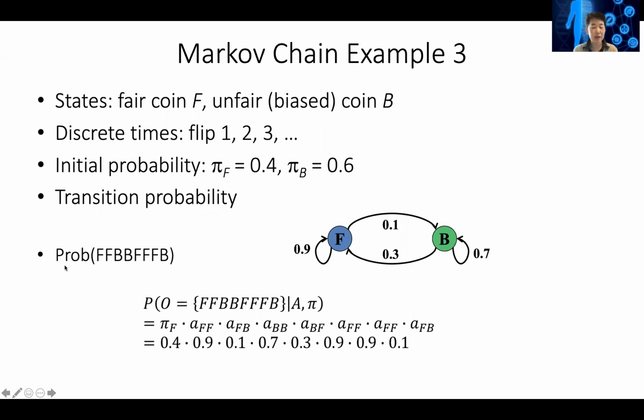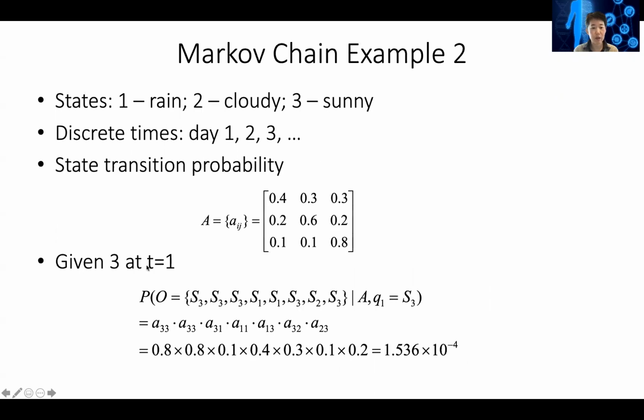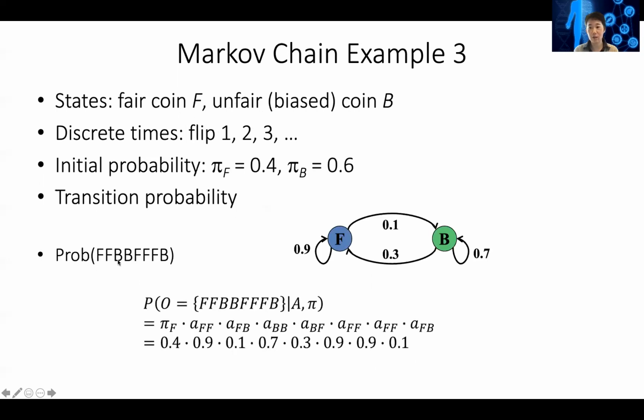And so now I can ask a similar question. What's the probability of fair, fair, bias, bias, fair, fair, fair, biased? The difference from the previous example is that we knew at time 1 the state is sunny, whereas in this case, we don't know the initial state. Therefore, we first start with the probability of seeing a fair coin in the first place, and we know that is 0.4. And then after that, it will be the transition probability from fair to fair, fair to bias, bias to bias, bias to fair, and so on. And you just multiply the probabilities. And so that's how a Markov chain works.